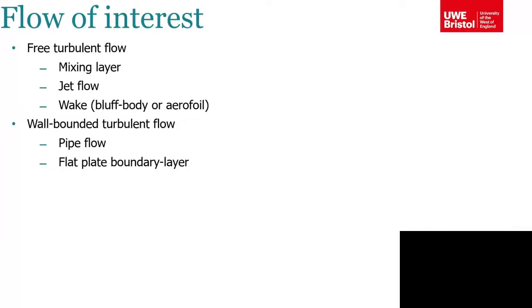Flows of interest are free turbulent mixing layers, jet flow, wake, and wall-bounded turbulent flows like pipe flow and flat plate boundary layer. Is pipe flow usually turbulent? If the Reynolds number is greater than 2,300, it's turbulent. When you open your faucet at home, it's turbulent. But when you open it slowly, the flow is laminar, isn't it?